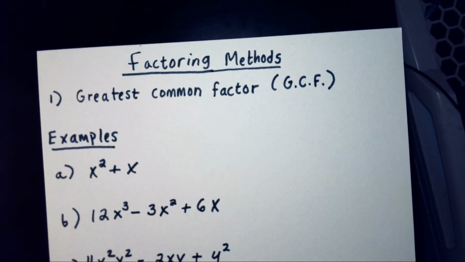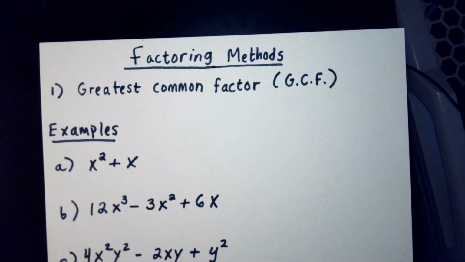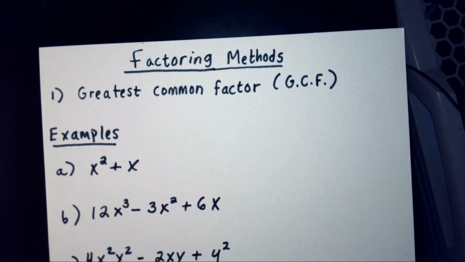Alright, the first method that we'll cover is called the greatest common factor method. Instead of spelling out what this means in general, what we should really do is just tackle some examples and see what the main idea is.